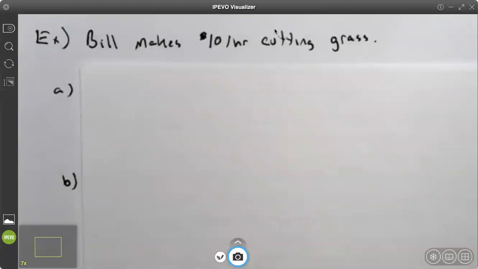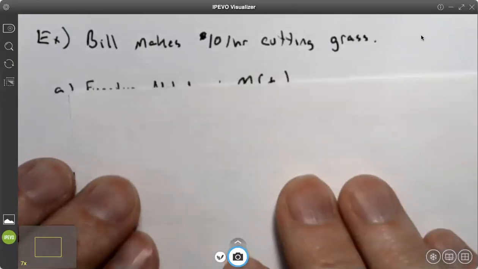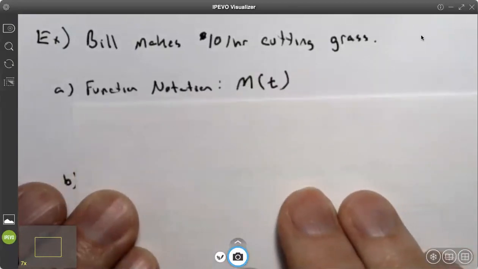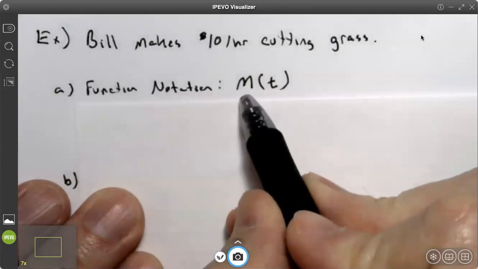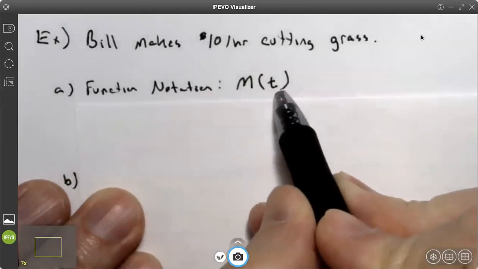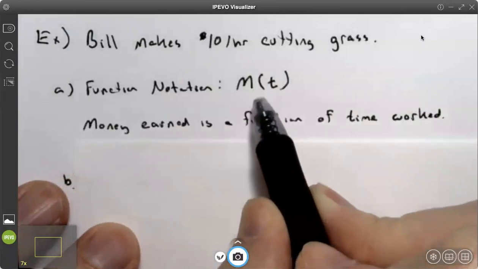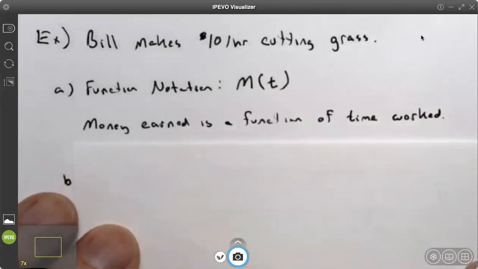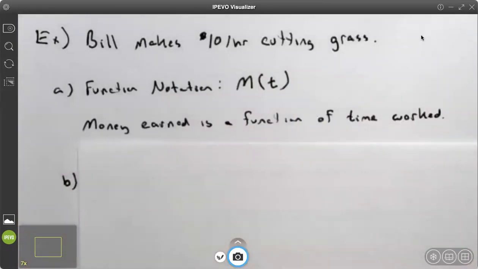All right, let's do another one. I'm going to ask you several questions about it, but the real life problem is Bill makes $10 an hour cutting grass. Write this in function notation. Depending on what variable you used, your function notation might have been capital M, parentheses, lowercase t. Money made, money earned is a function of time worked. That's how I would have done it. But how much time you work is your independent variable, and how much money you make is your dependent variable. How much money you make depends on how much time is worked.